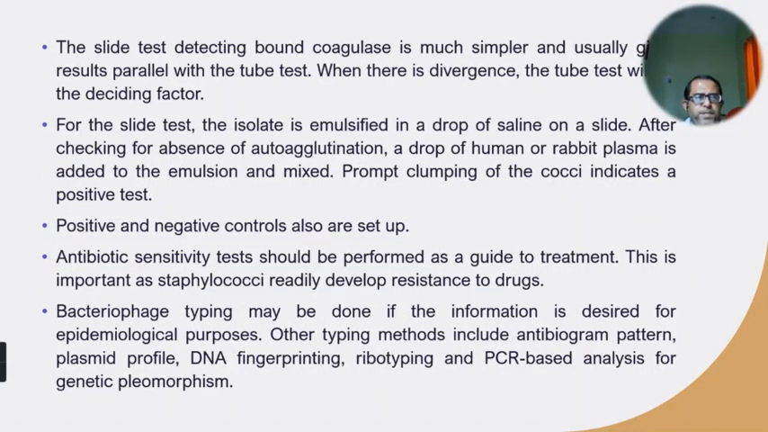Similarly, the coagulase test can be done on a slide, which is used for the detection of bound coagulase. For the slide test, the isolated bacteria are emulsified with saline on a slide. After checking for the absence of autoagglutination, a drop of human or rabbit plasma is added, and then it is emulsified and mixed. Prompt clumping of cocci indicates a positive test. Here also positive and negative controls are maintained.